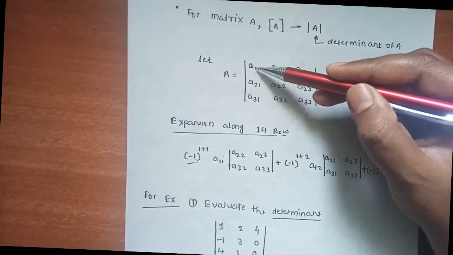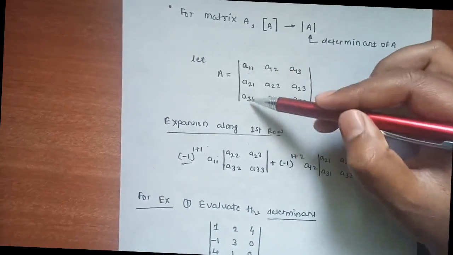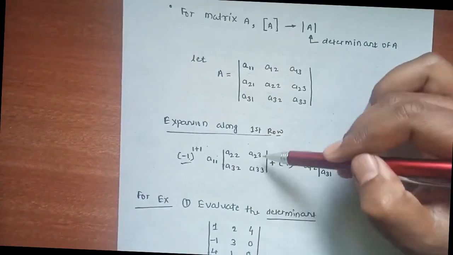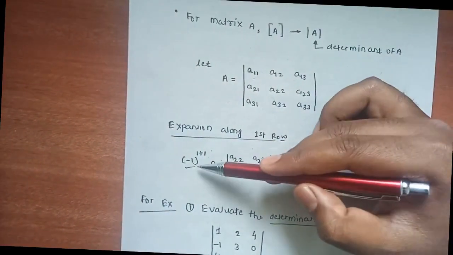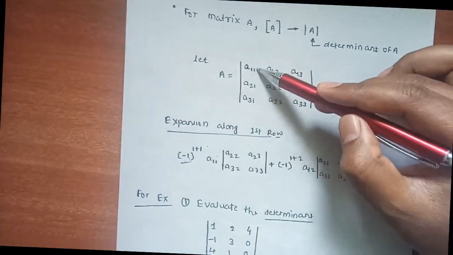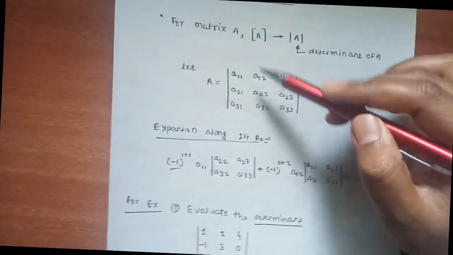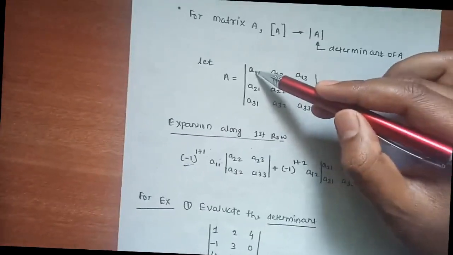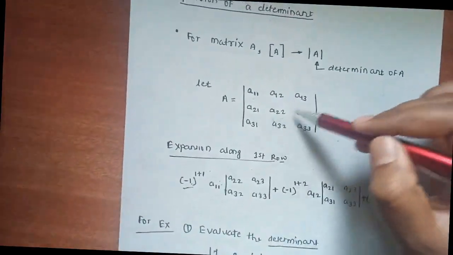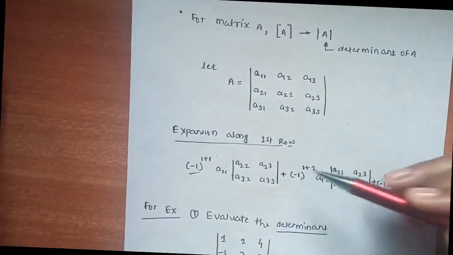Now how does it come here? This element lies in this column and this row, so we have to leave this row and leave this column. The remaining elements will come inside the determinant. So what I did: minus 1 to the power of 1 plus 1, into the element, times the determinant of these 4 elements, leaving the column and the row in which that element lies.